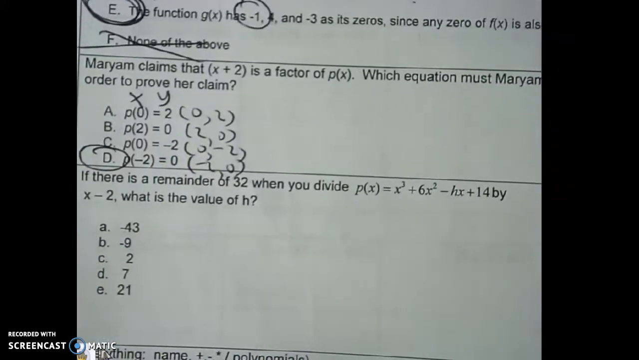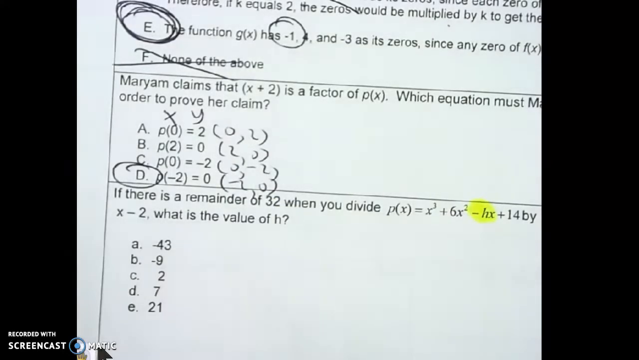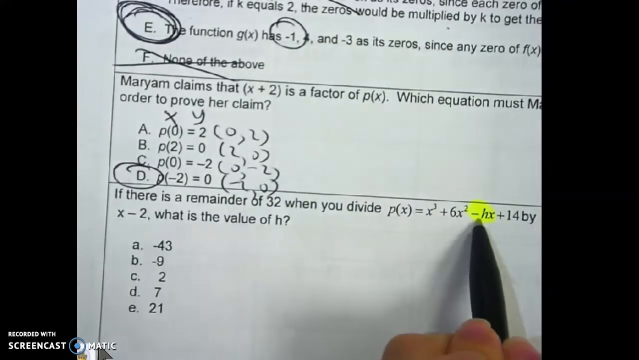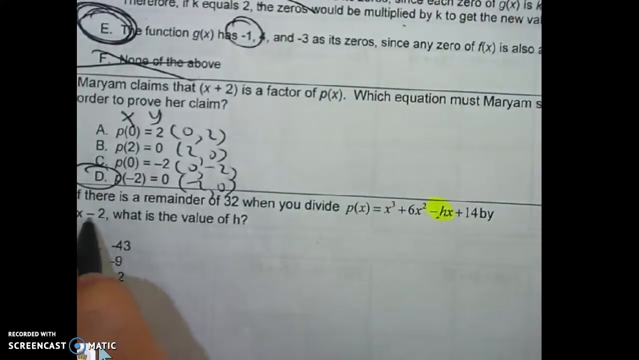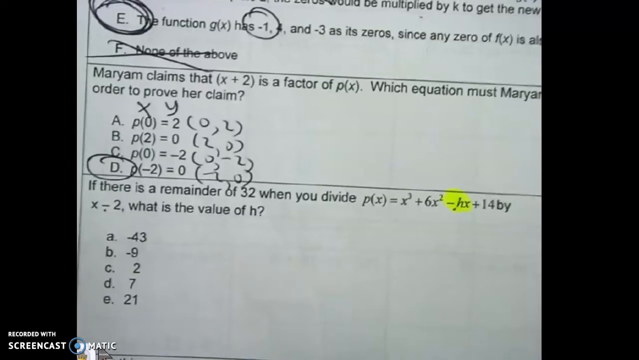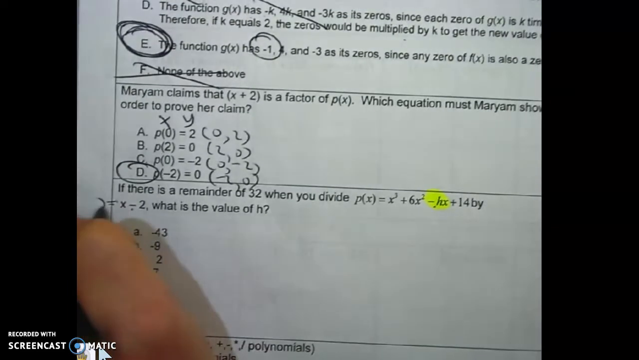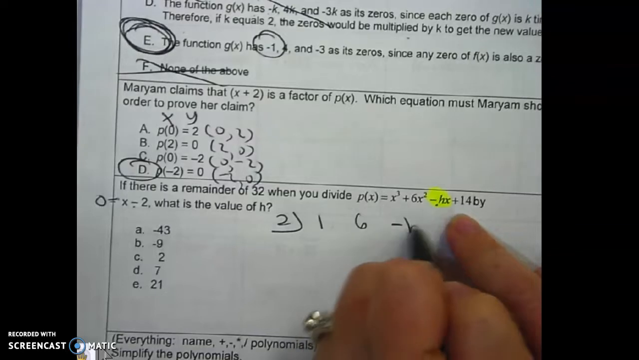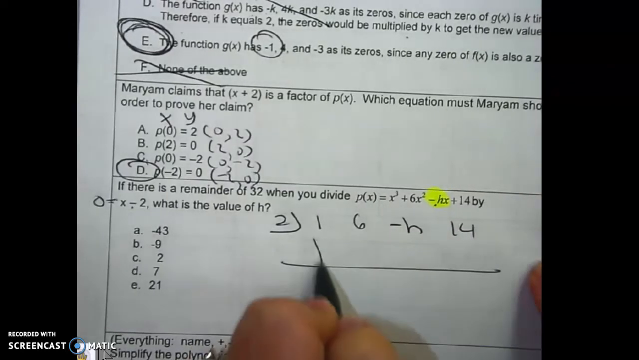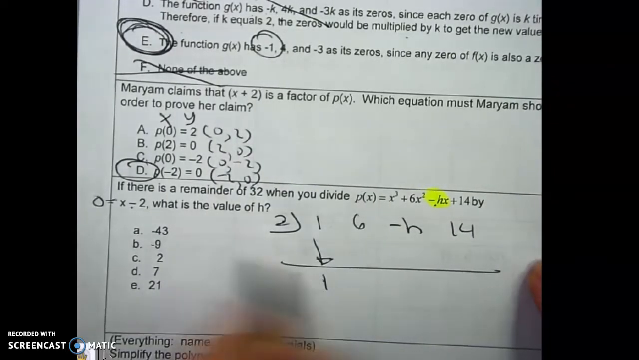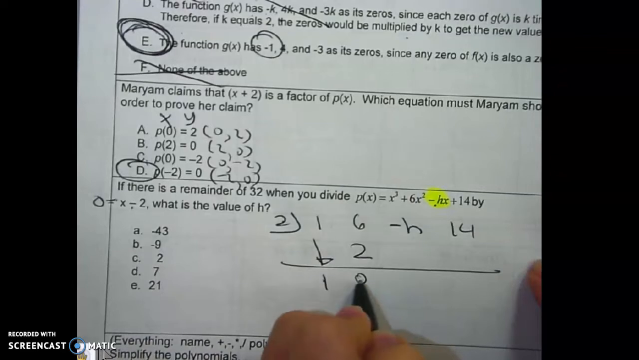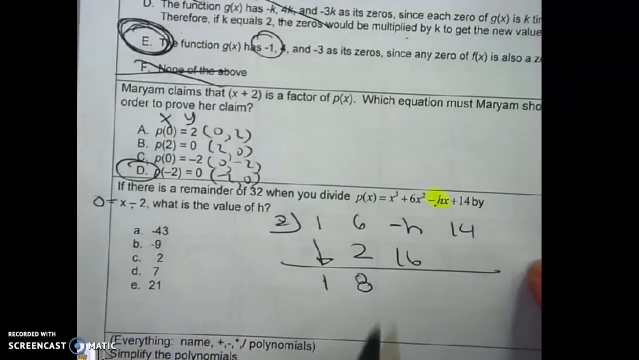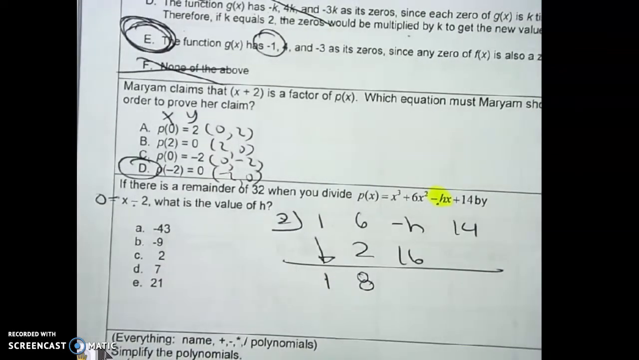Okay. So now what they want you to do is divide it, but they don't actually want to know what the answer is. They're telling you that they want you to find h. So I'm going to do synthetic division. So if I do that, let me swap just a little bit. If I set that equal to 0, there's my 2. Then I go 1, 6, -h, and 14. Bring it down. 2 times 1, multiply diagonally, add vertically. Multiply diagonally. Okay, so now here's my problem.